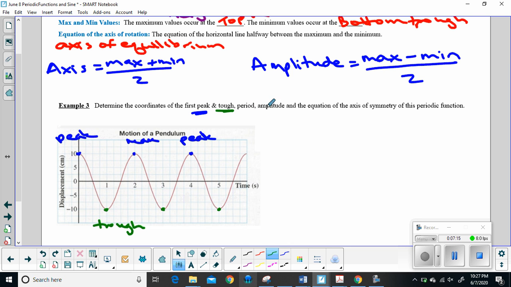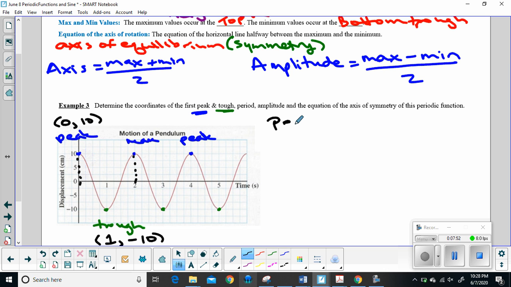We also want to figure out our period, the amplitude, and the equation of the axis of symmetry, axis of equilibrium. Oh boy, it's got so many names. Axis of symmetry of this periodic function. Okay, let's do it. So our first peak is happening at (0, 10), and our first trough is happening at (1, -10). The period is the length of one cycle. So the period ends at 2 and started at 0. So our period is equal to 2.